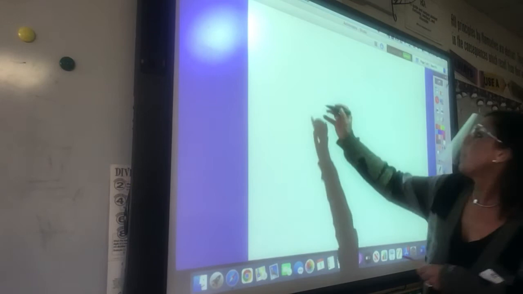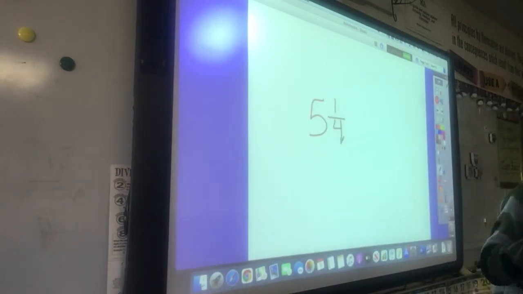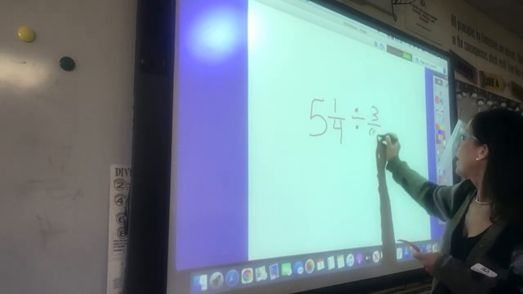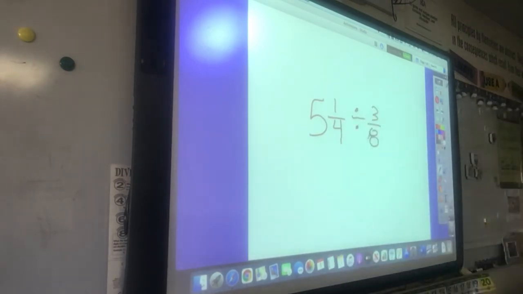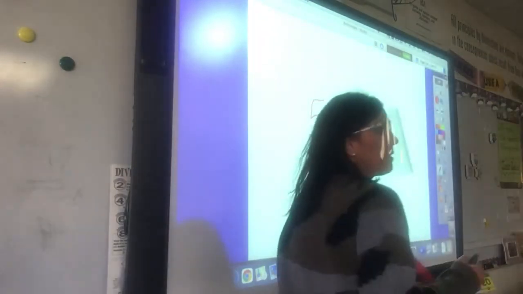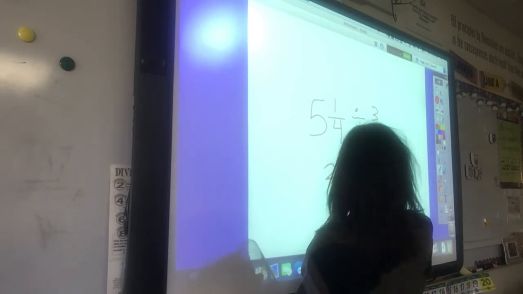Okay, let's do 5 1/4. So we're gonna do a mixed number, and we're gonna divide by a fraction. So we're gonna do 5 1/4 divided by 3/8. Okay, we're gonna keep 5 1/4, but we have to change it so that we can use it. You know we have to have an improper fraction in order to do any multiplication. So what would we get when we fix 5 1/4 so that we can use it? Kira? We change it to 21/4.